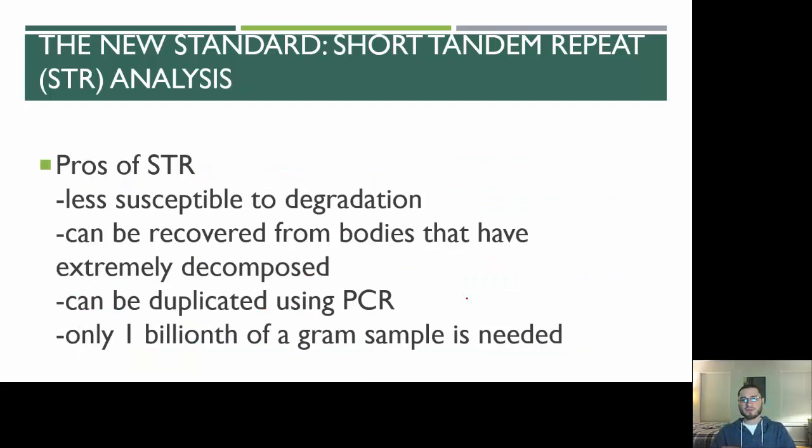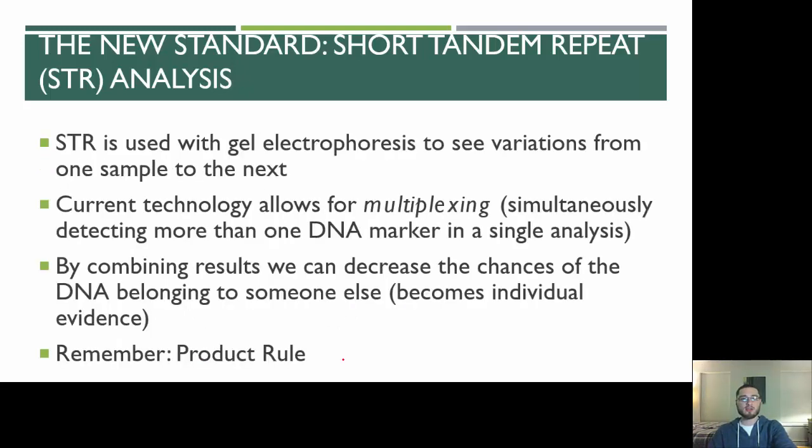So the pros of STR is that it's less susceptible to degradation, can be recovered from bodies that have extremely decomposed, and can be duplicated using PCR. So as much as we like to use PCR in general, PCR is even better for these short tandem repeats. Only 1/1000th of a gram sample is needed, so you need next to no DNA in order to use STR analysis. STR is used with gel electrophoresis again, just like RFLPs are, to see variations from one sample to the next.